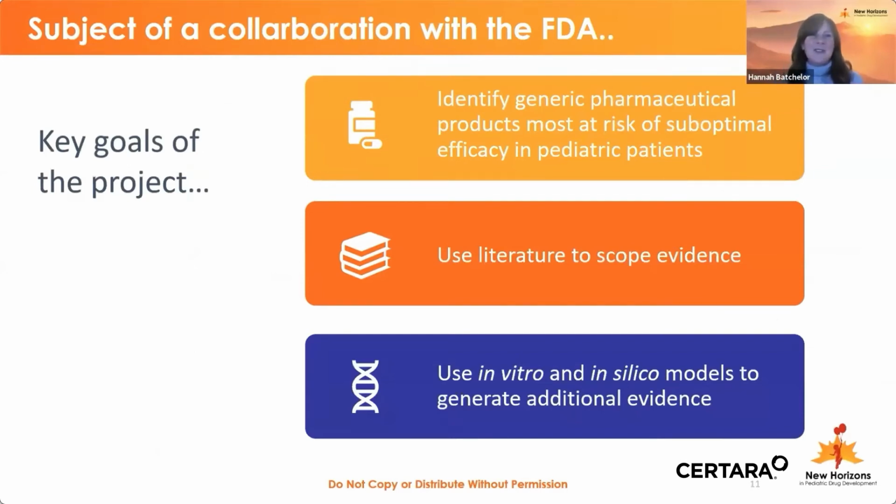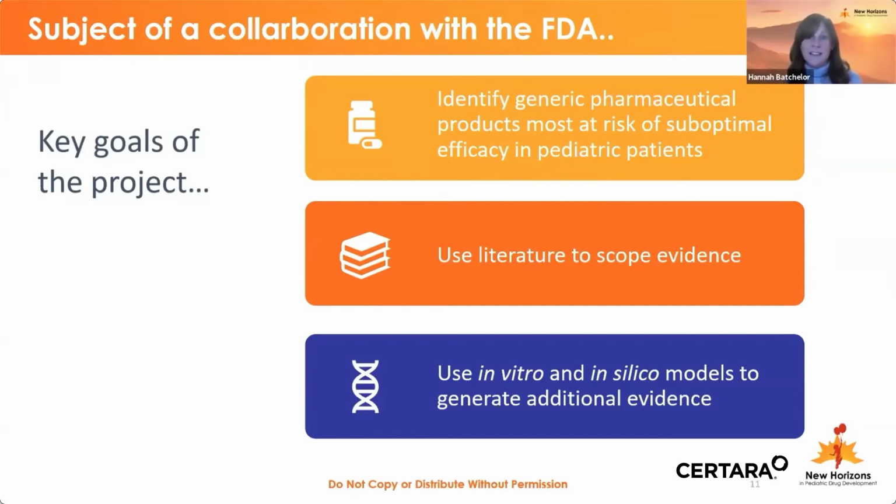So the key goals of this project were that they wanted to identify the generic products that are most at risk of suboptimal efficacy. And we were going to use the literature to scope evidence. And also, once we had found example case studies where there were differences in the bioavailability in children compared to adults, we were then going to conduct some in vitro, some in silico modelling to see whether those models would have predicted those changes, and if yes, how we can then implement those going forwards for products that might be at risk.